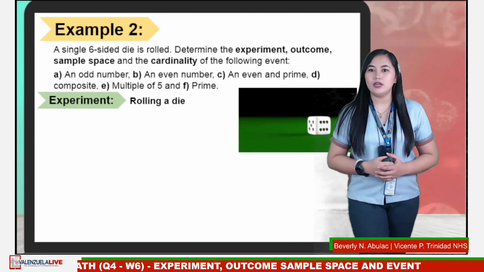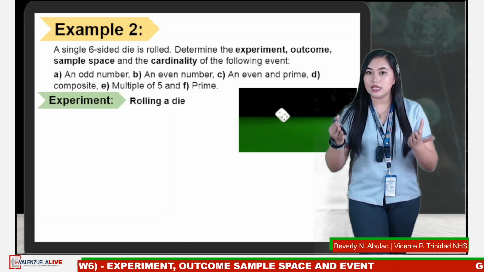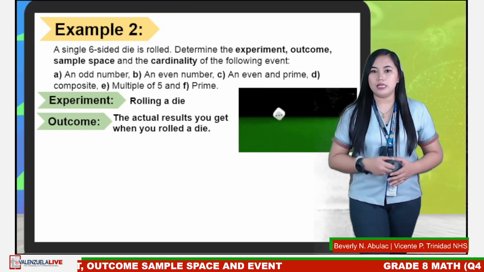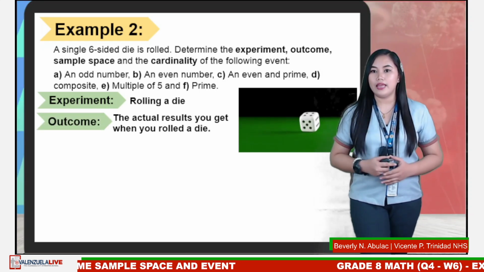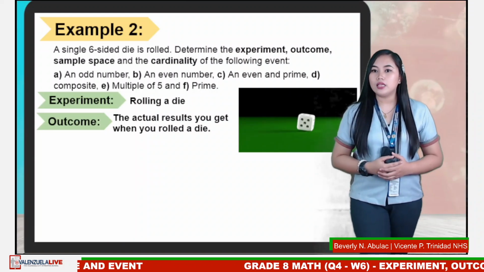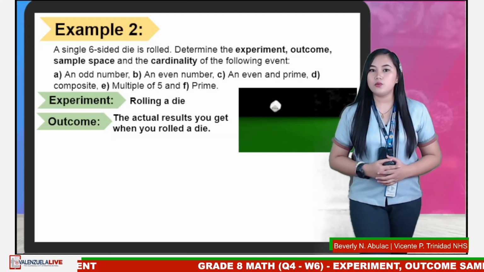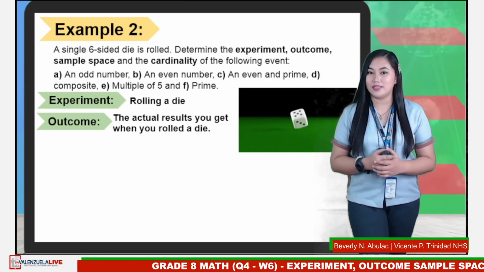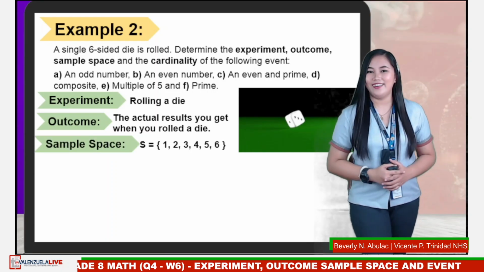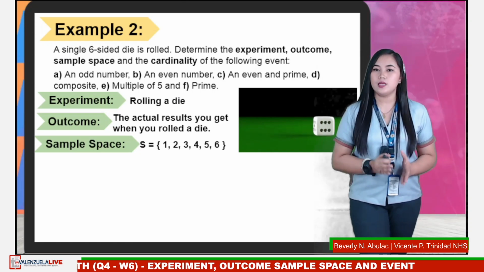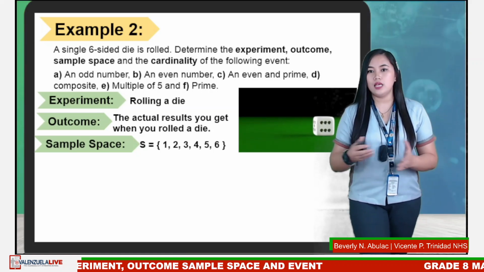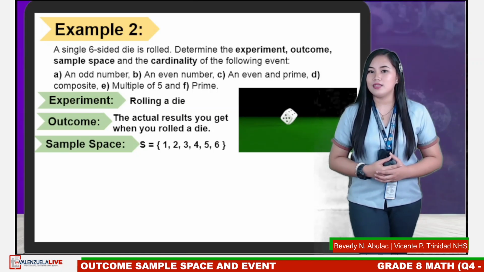Correct. That is rolling a die, since it can give us different results. Now, the outcome is the actual results you get when you roll a die. On our next lesson, we will be focusing on the number of occurrences of an outcome in an experiment. But now, let us first focus on our objectives today. What is the sample space? Alright, sample space is S equals 1, 2, 3, 4, 5, and 6, since these are all the elements that a single die consists of.